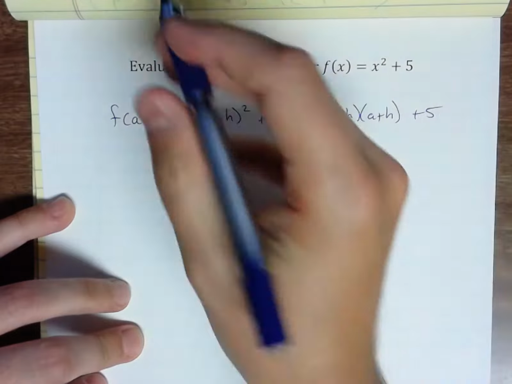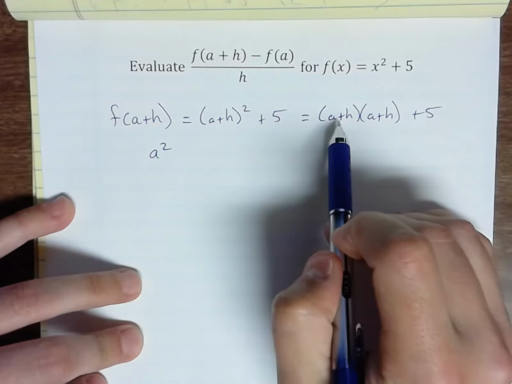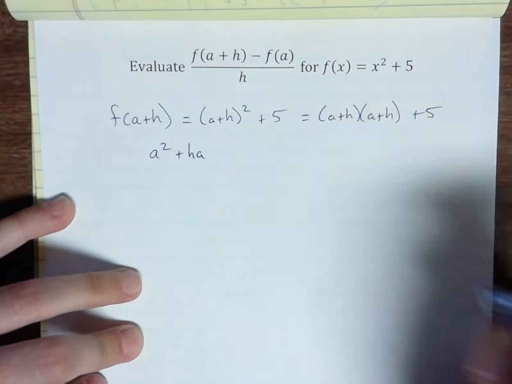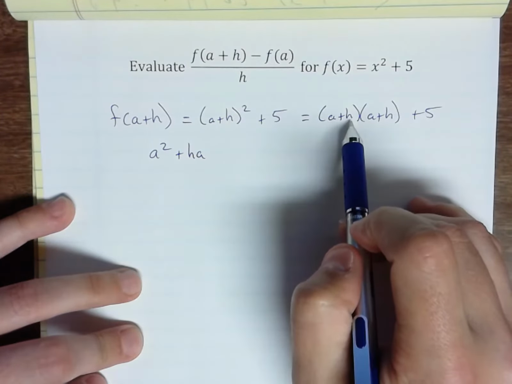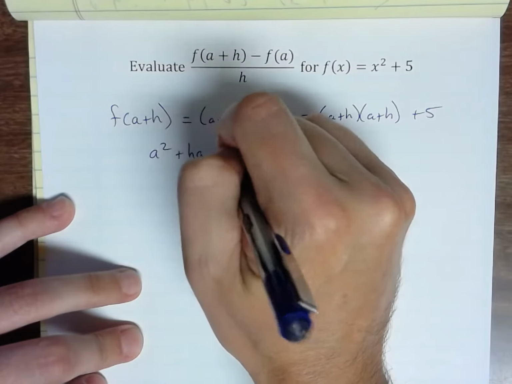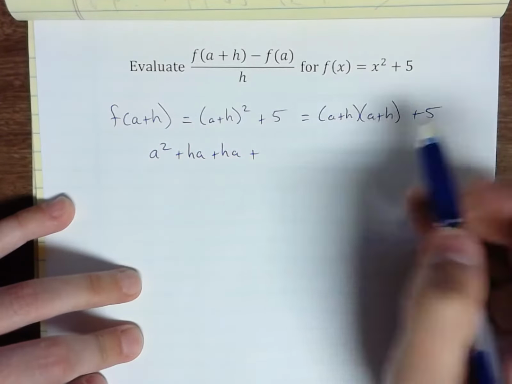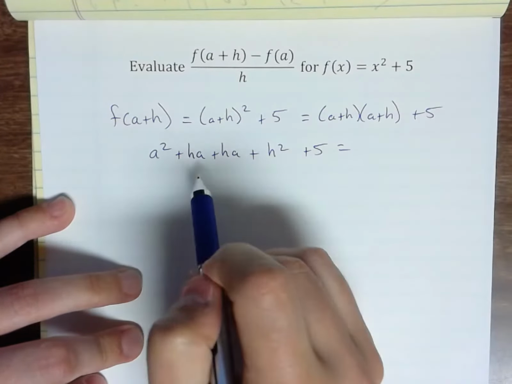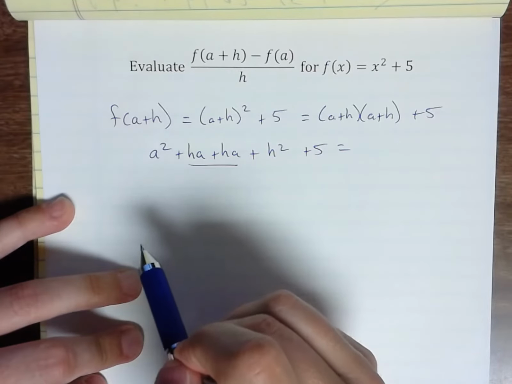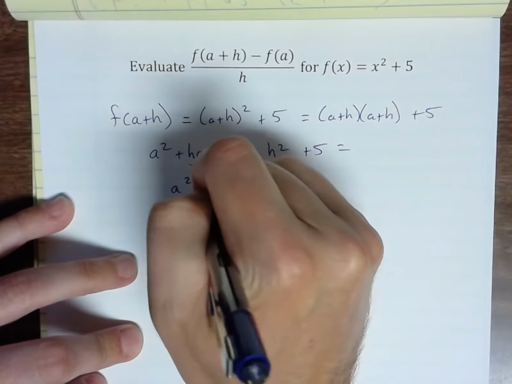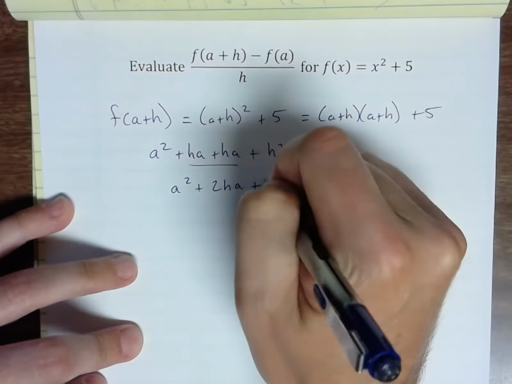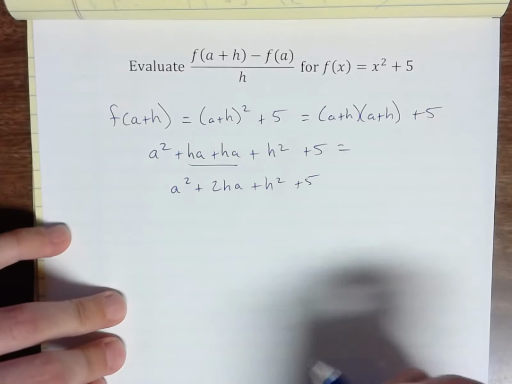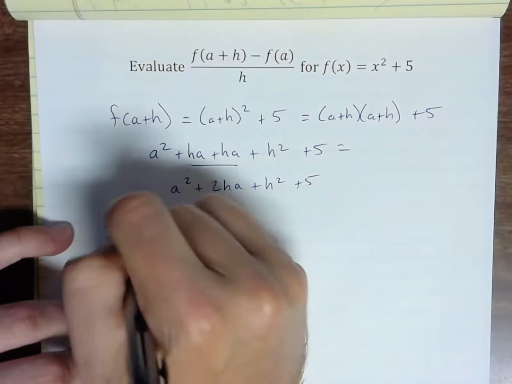So a times a gives us a squared. A times h would be ah or ha. And then we do the second one. So h times a is another ha. And then h times h is h squared. And then, of course, we still have our 5. Well, notice these are like terms. We can combine those. And so we get a squared plus 2ha plus h squared when we multiply that out, plus 5.